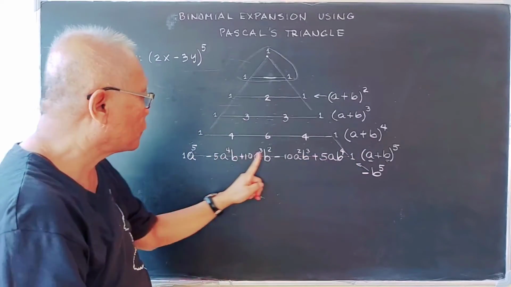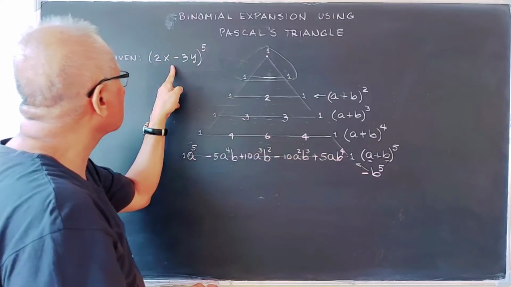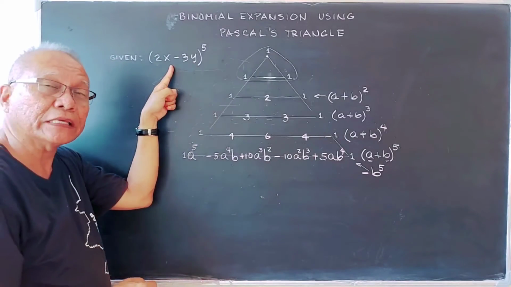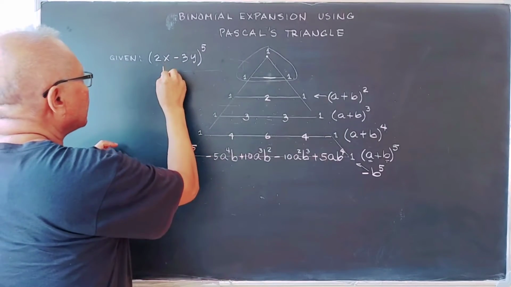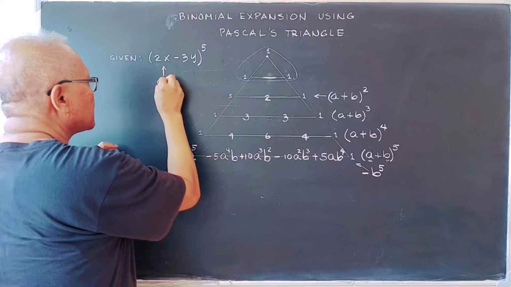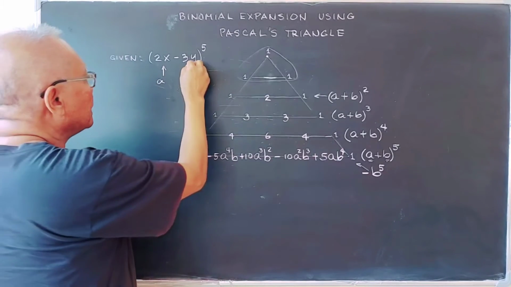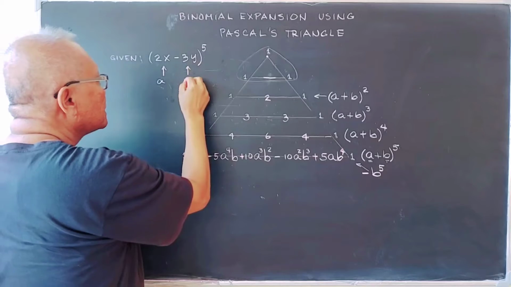So we have this formula to expand this one. So what is A here and what is B? Our A here is 2x. Our B here is 3y.